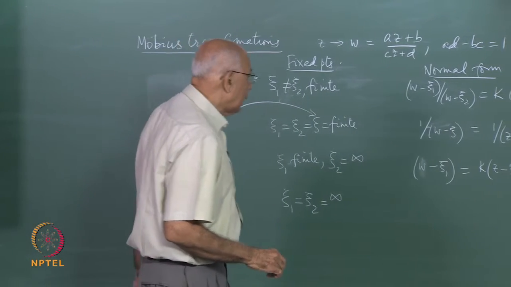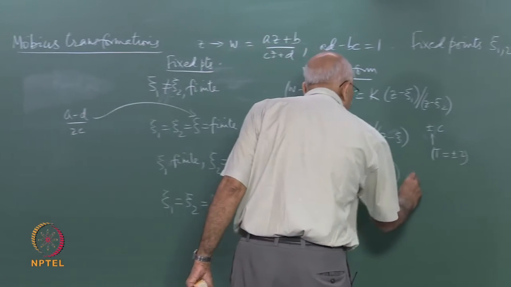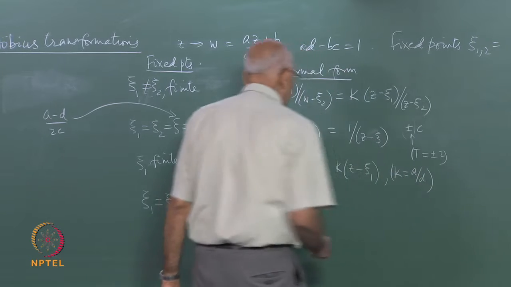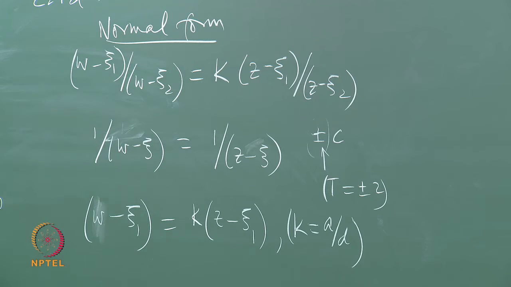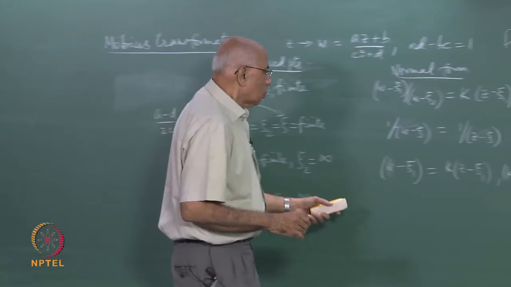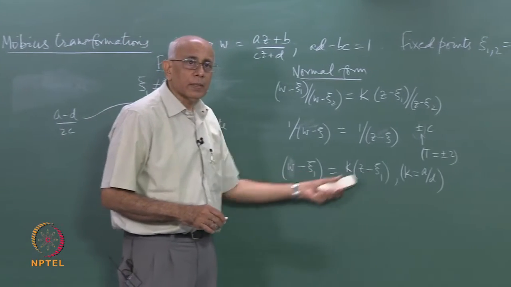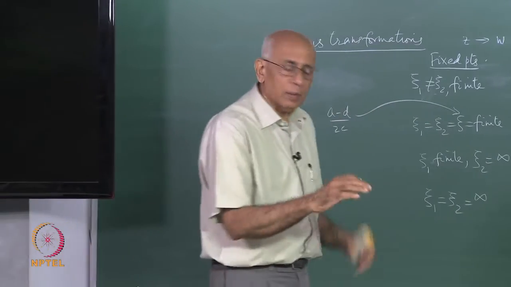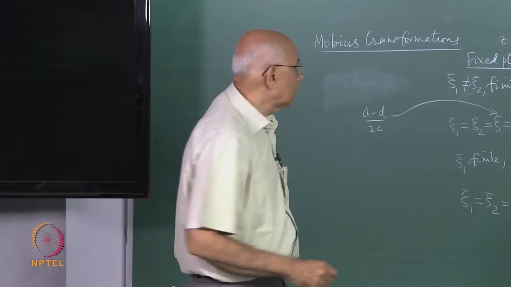And the multiplier k is a over d. And xi1 is some finite value which you can figure out from this. So this is what the normal form looks like, it is just a linear transformation in this case, a multiplier plus a shift. Okay.